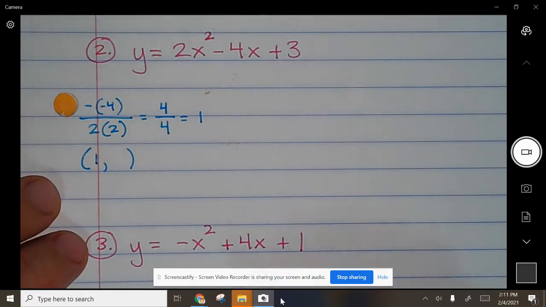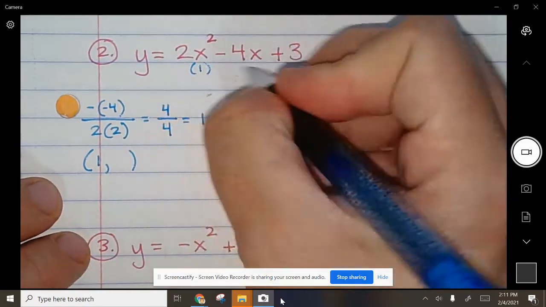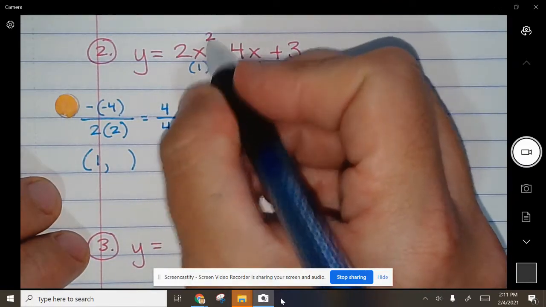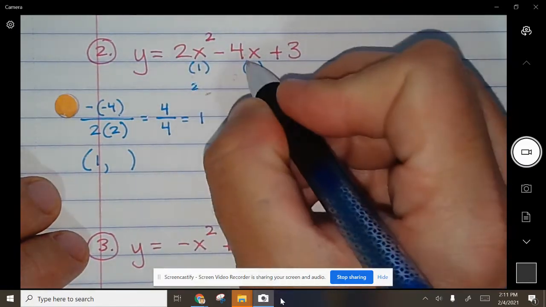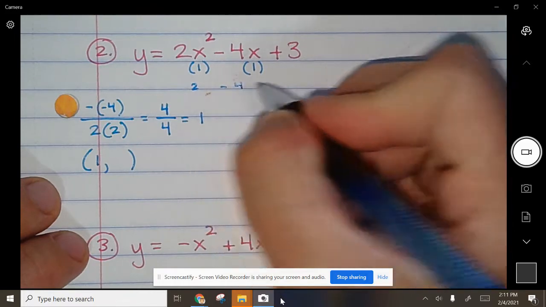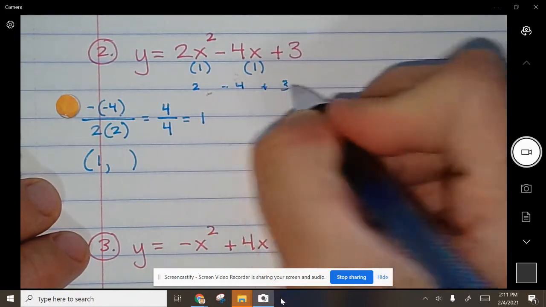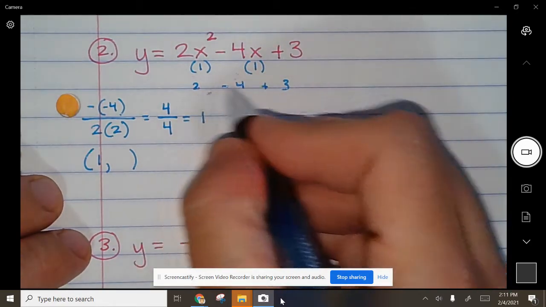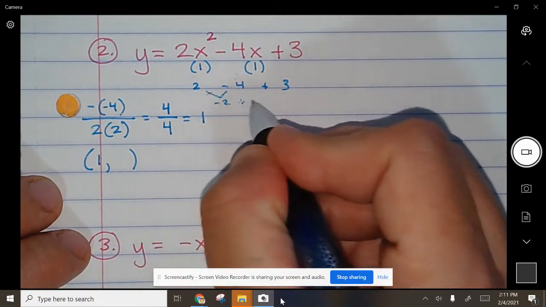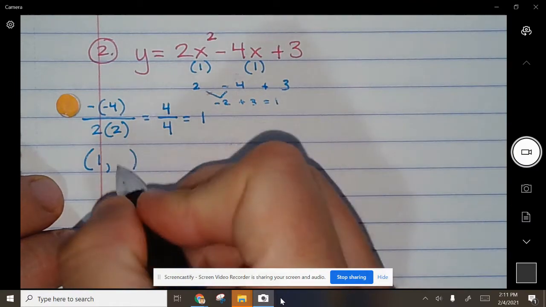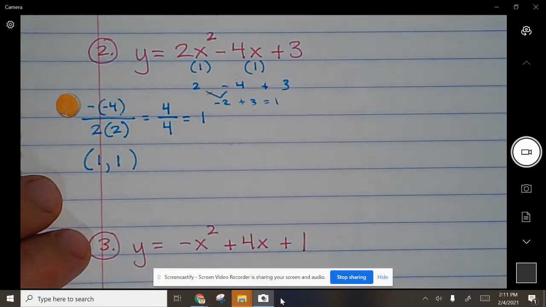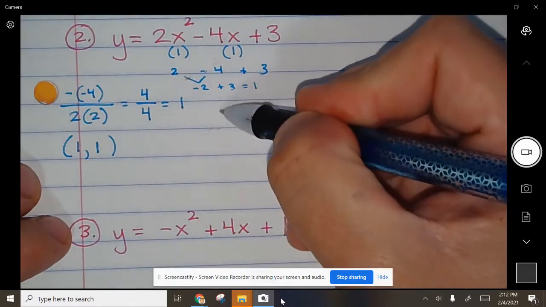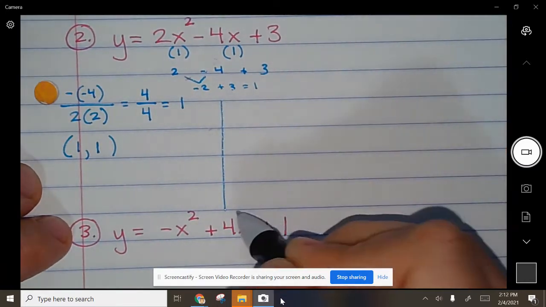What about my y? Let's plug in 1. 1 goes here, 1 goes there. 1 squared is 1 times 2 is 2. Negative 4 times 1, negative 4, and plus 3. This is going to be negative 2 plus 3, 1. So I have 1, 1. I'm going to move this over here even more. Let's see if I can squeeze this in here.